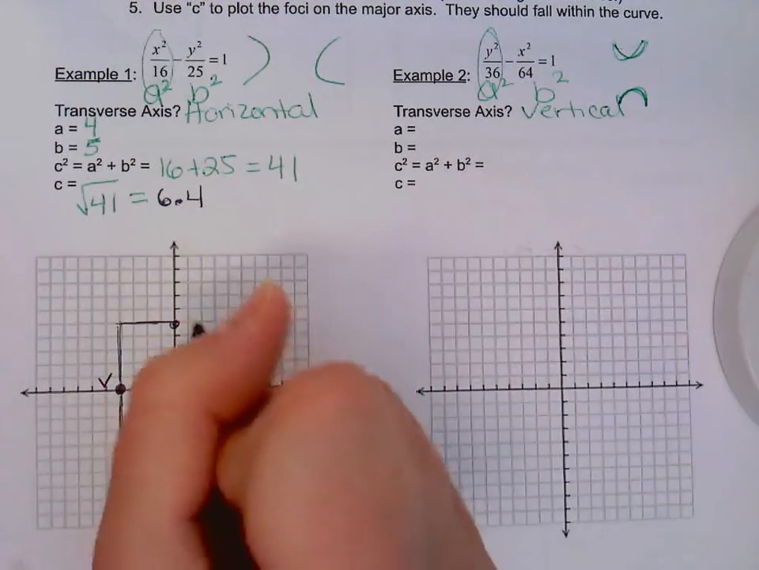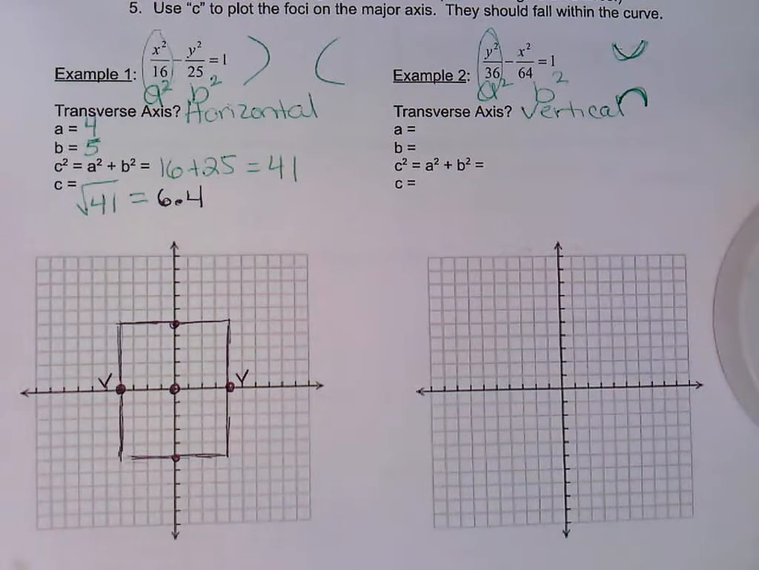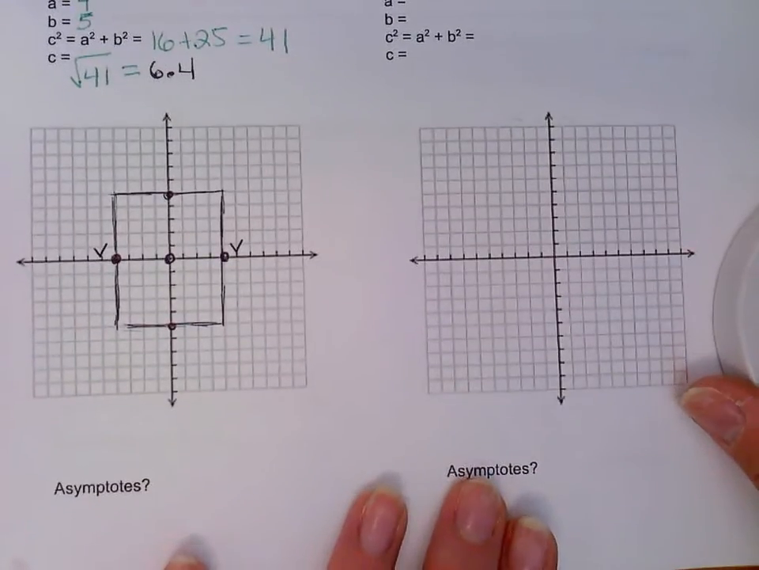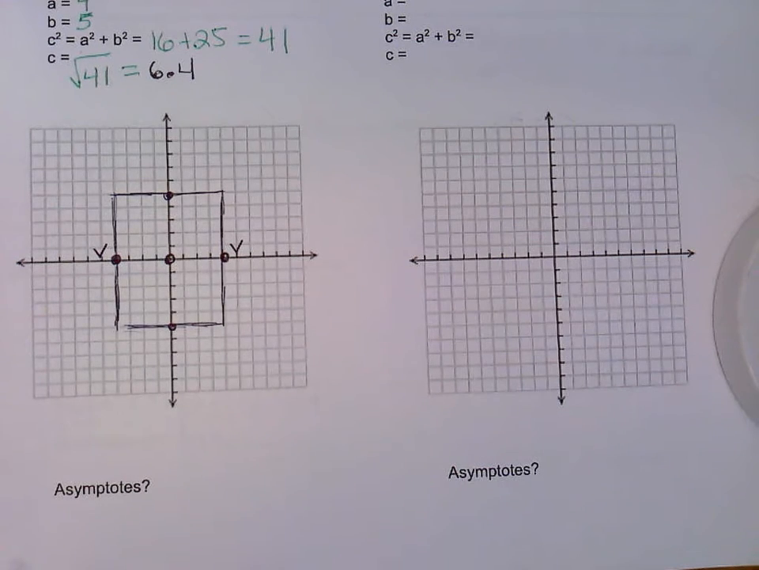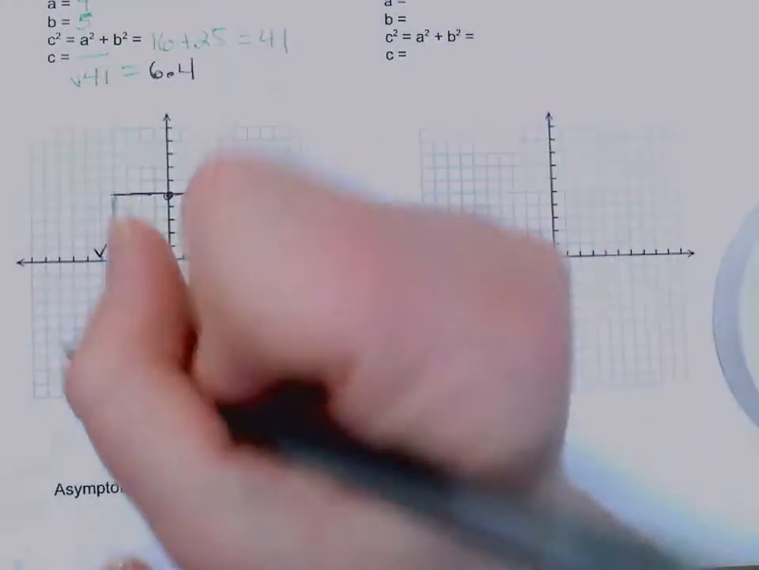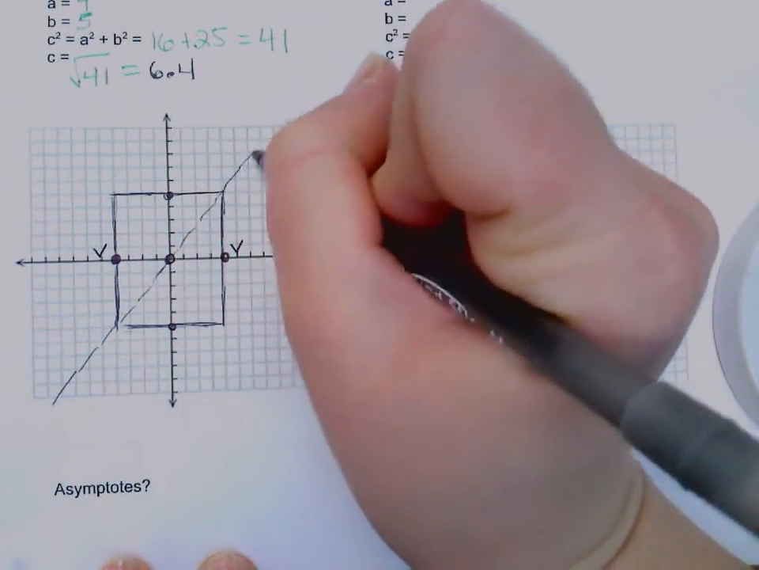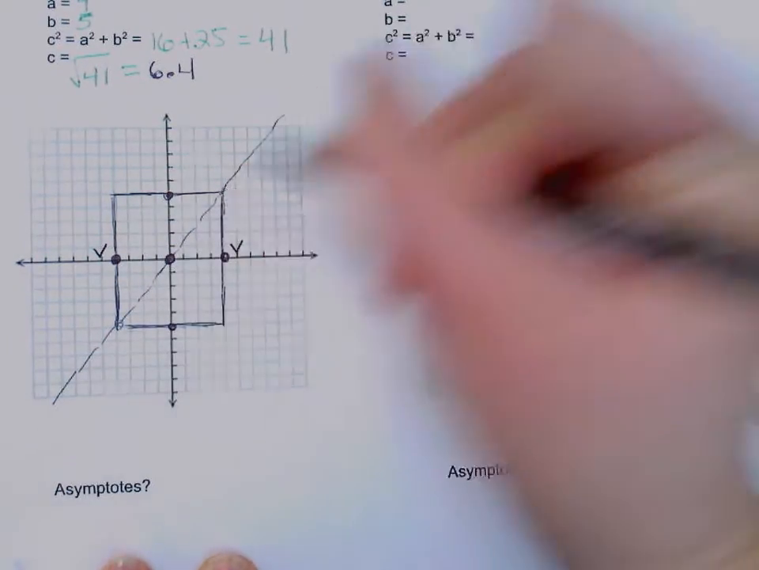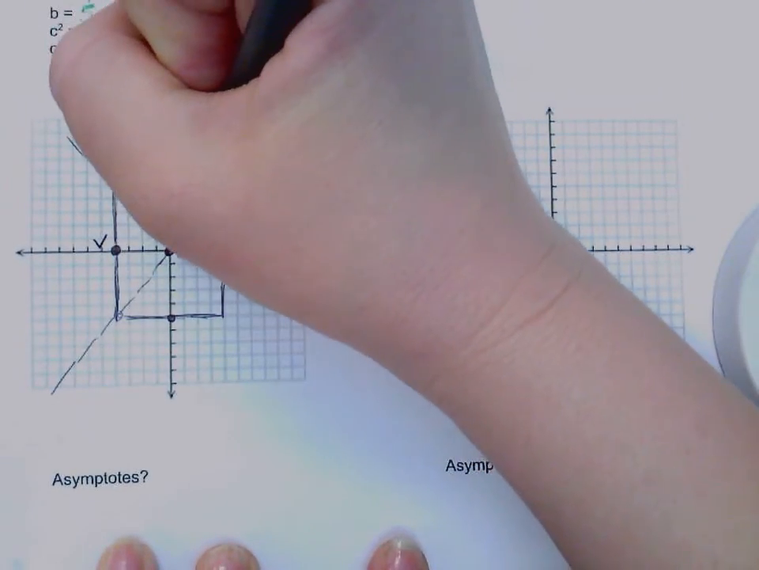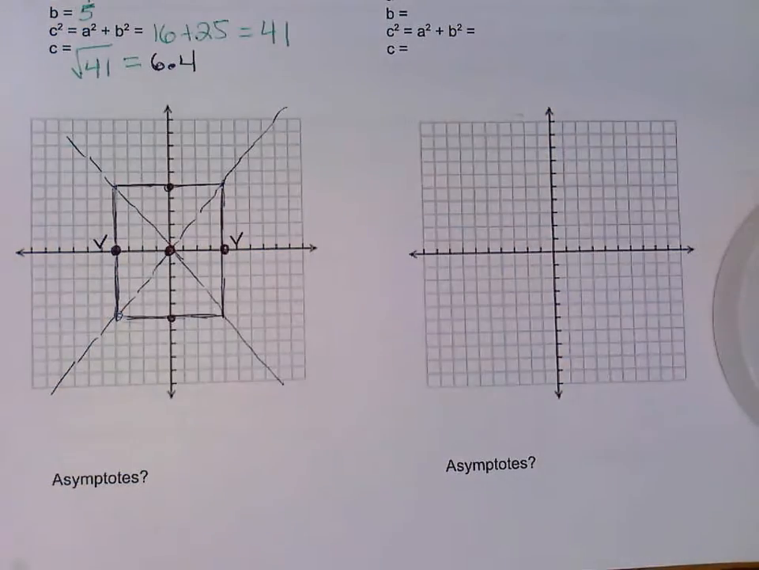Doesn't have to be perfect. So the box is a framework of your hyperbola. And it's a framework for your asymptotes. So once you have your rectangular box, you're going to draw a diagonal line through the diagonal. So I'm drawing a diagonal that goes through the corner, the center, and the corner. So corner, center, corner. All that's the framework for your hyperbola.